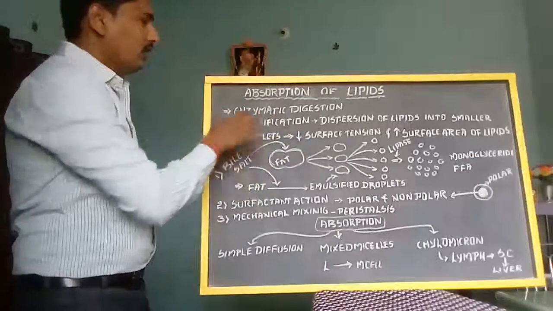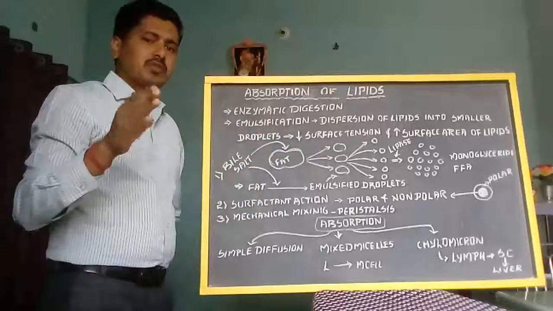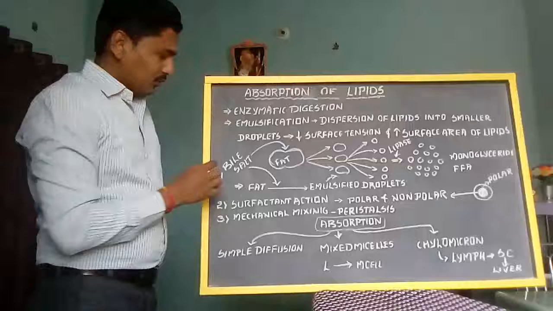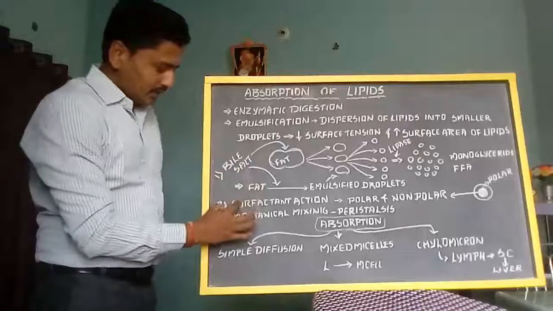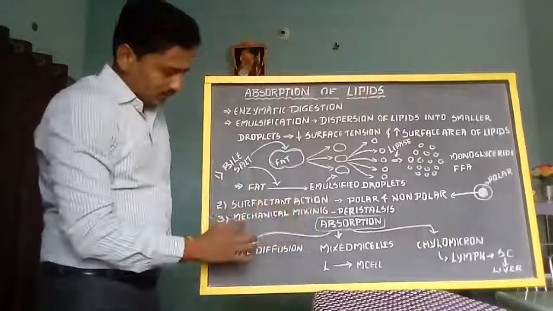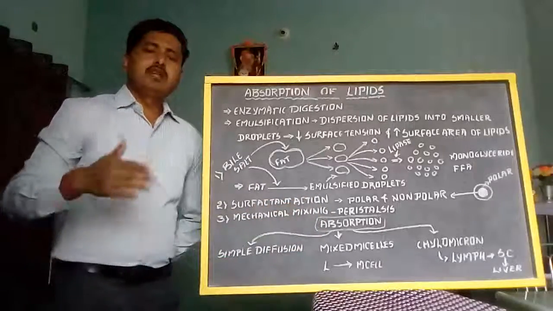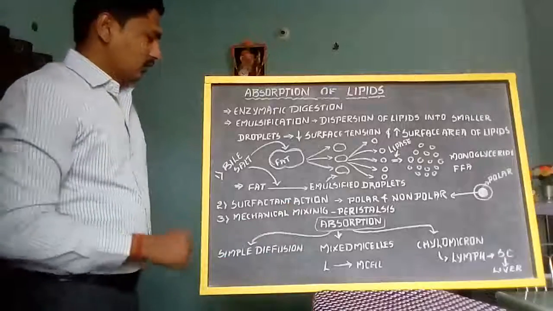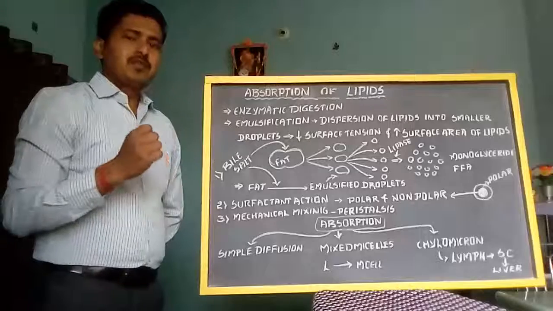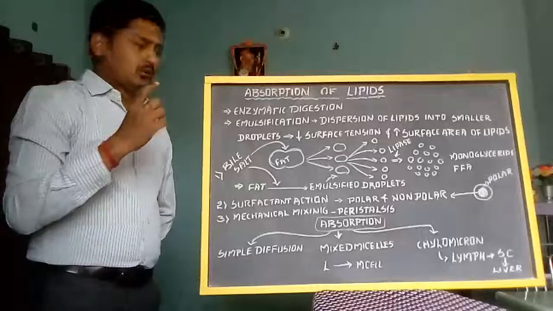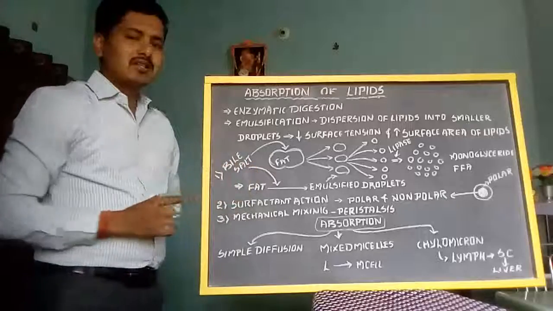And one more thing, this emulsification takes place in three steps. First is the action of bile salt, second is the surfactant action, and third is mechanical mixing with the help of peristaltic movement of the GI tract. First we will start with the bile salt. For the digestion of lipids, the vital function is carried out by the bile salt only.